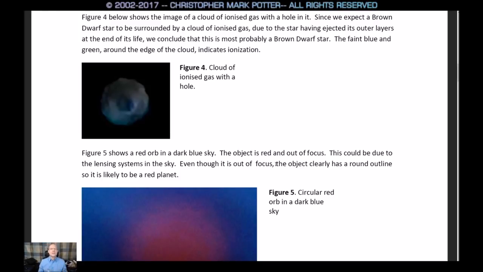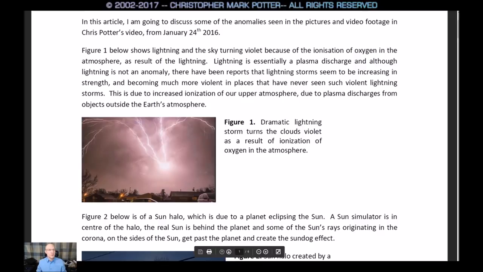Totally normal. Since we expect a brown dwarf star to be surrounded by a cloud of ionized gas, naturally, due to the star having ejected its outer layers at the end of its life. Isn't that crazy? We conclude that it's most possibly a brown dwarf star. The faint blue and green, some of the anomalies seen in the pictures and video footage in Chris Potter's video from January 24th, 2016. Actually, that would be 2017.